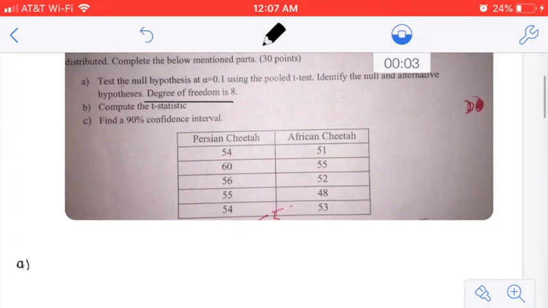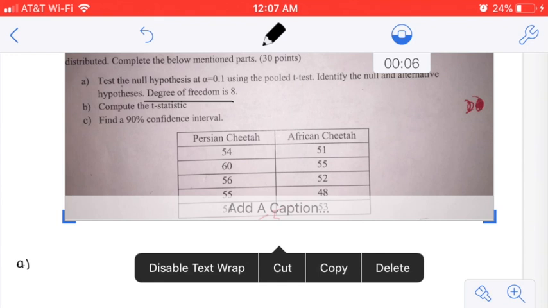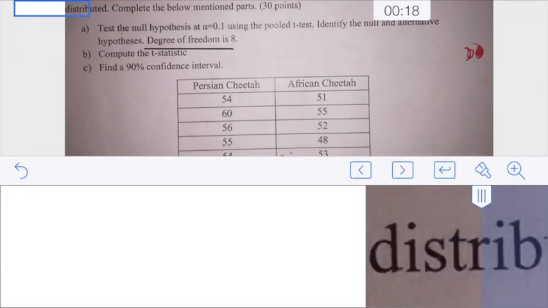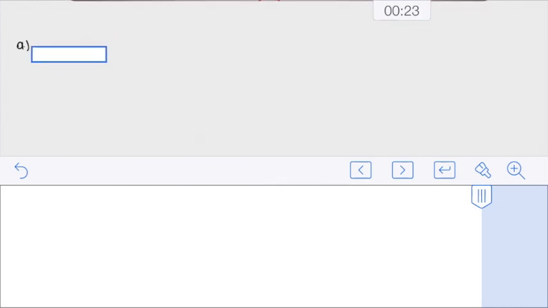So, part A of this question is to test the null hypothesis that alpha is equal to 0.1 using the pooled t-test. So we need to identify our alternative and our null, and our degrees of freedom is given and is 8. So we start with identifying our null and our alternative hypothesis.